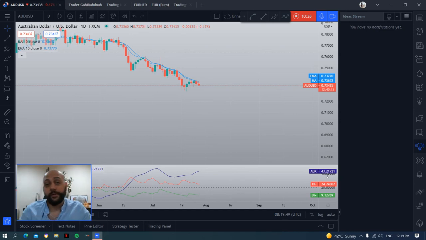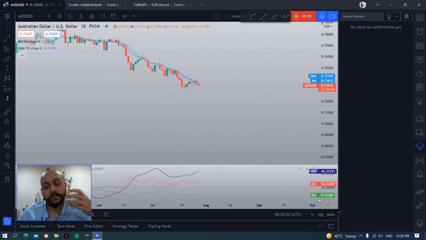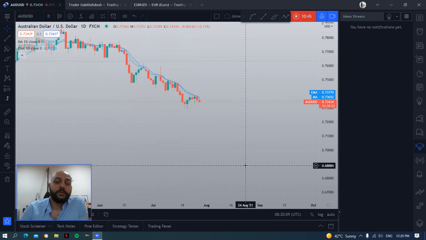Doesn't mean it's going bearish, it's going bullish. It only means that it's actually trending. So the second thing we look at in this indicator is the DI minus and the DI plus. We can see there is a negative crossover. A negative crossover means that the DI minus is above the DI plus, which is also a very bearish sign. So that's how I usually determine how the market is going to be moving.